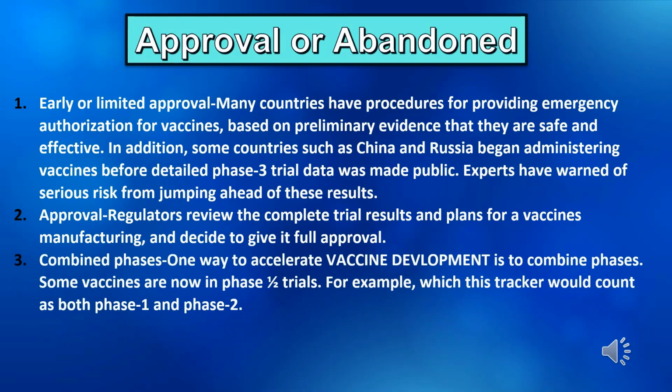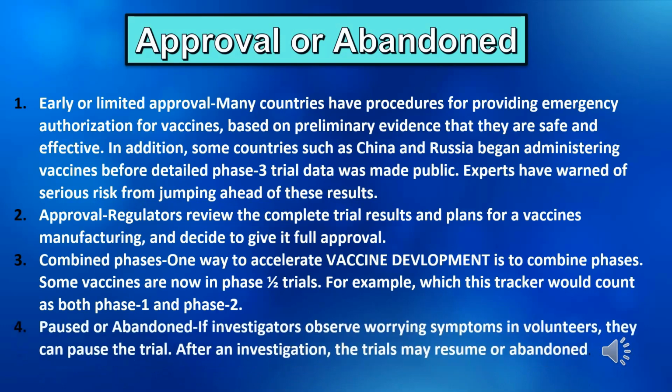Combined phases: one way to accelerate vaccine development is to combine phases. Some vaccines are now in phase half trials, for example, which this tracker would count as both phase 1 and phase 2. Paused or abandoned: if investigators observe worrying symptoms in volunteers, they can pause the trial. After an investigation, the trials may resume or be abandoned.